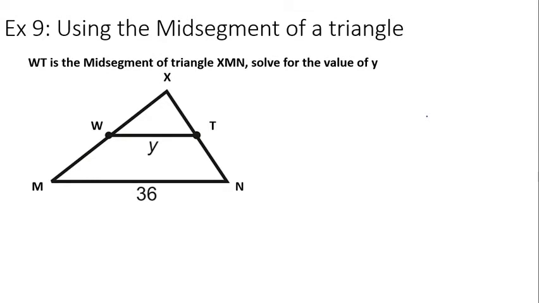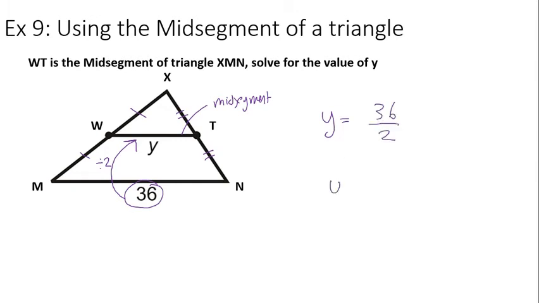Okay, example 9. Using the midsegment of a triangle, so it says WT is the midsegment. That means that this side is congruent. Same thing with these two. So it says, what is also the value of y? So I'm going from the outside segment in. So I'm going to divide this by 2. So I'm going to say here y equals 36 divided by 2, or y equals 18.